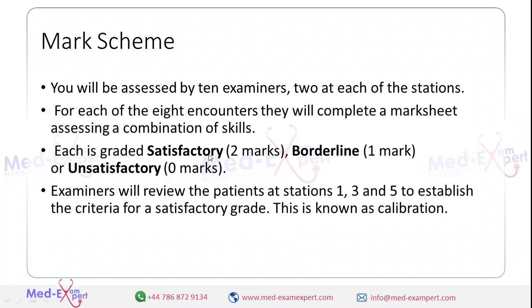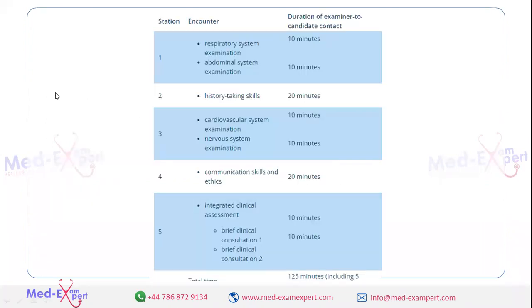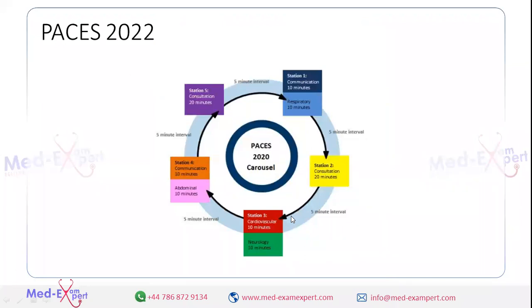So you need to get a good total, and along with that, you need to pass individual skills. If the total score is low or the individual skill score is low, then you will not be able to clear this exam. These are the durations for each encounter, station 1 to station 5. These are the changes occurring from this year onwards, PACES 2022. The communication station has been dropped, and you have the extended brief clinical consultation in station 5, which is about 20 minutes. Earlier it was 10 minutes. These are a few changes you can go through, but it is not important at this point in time.